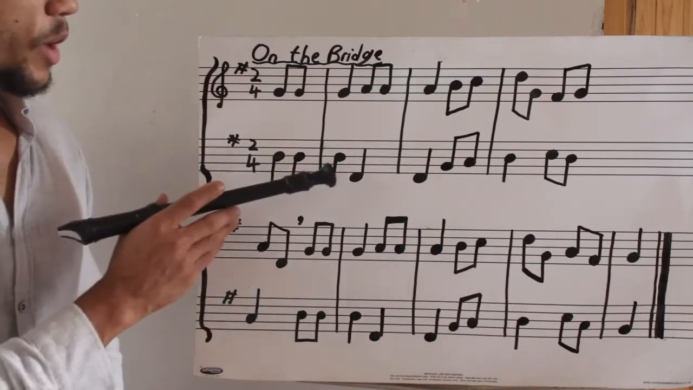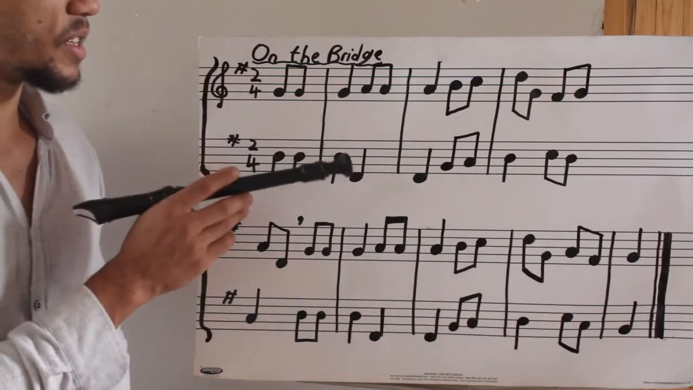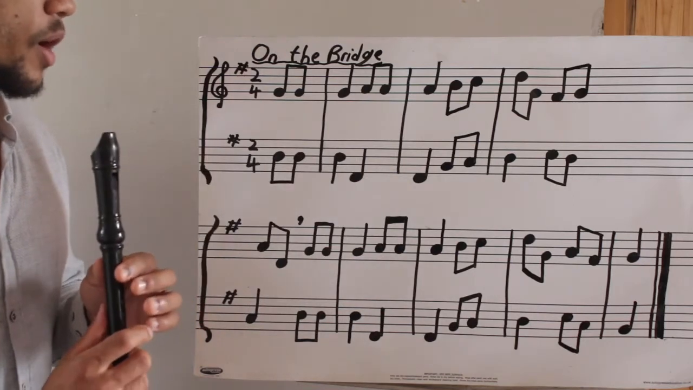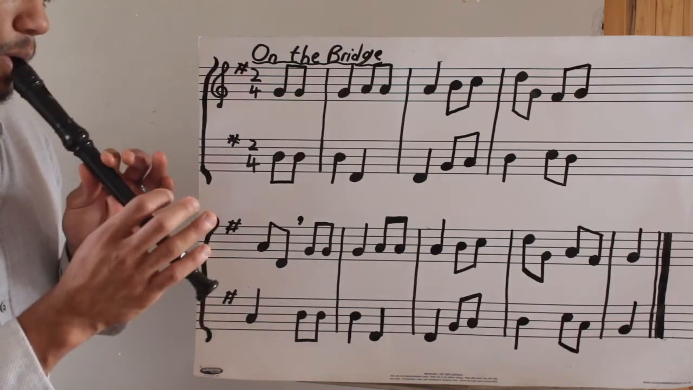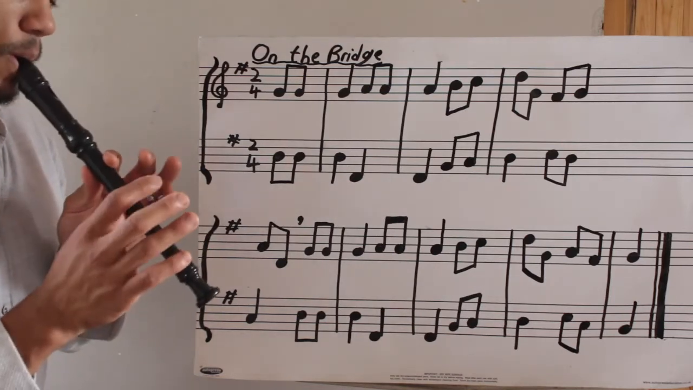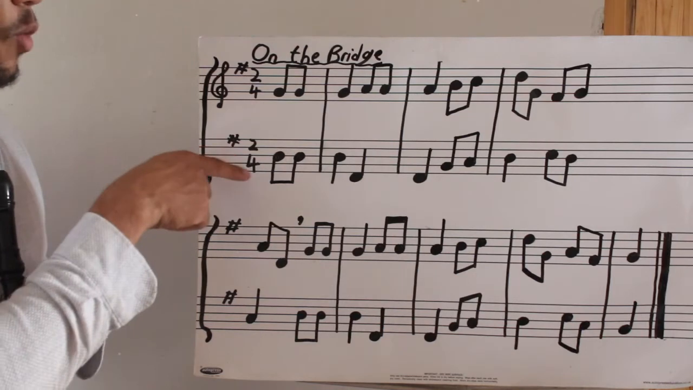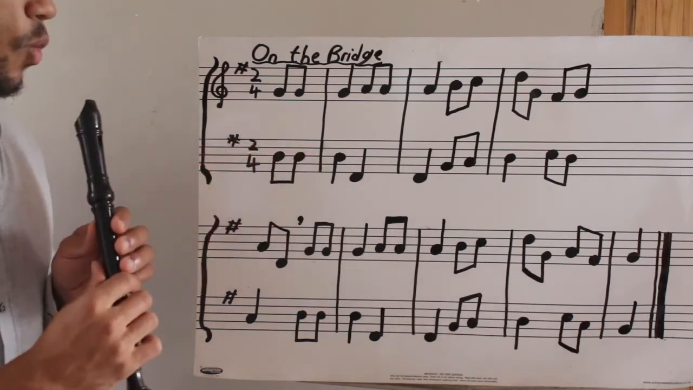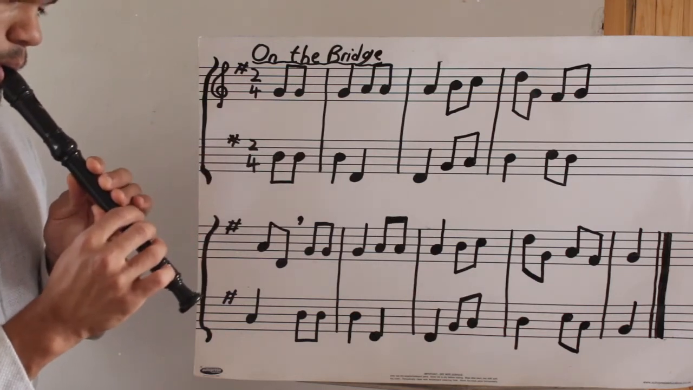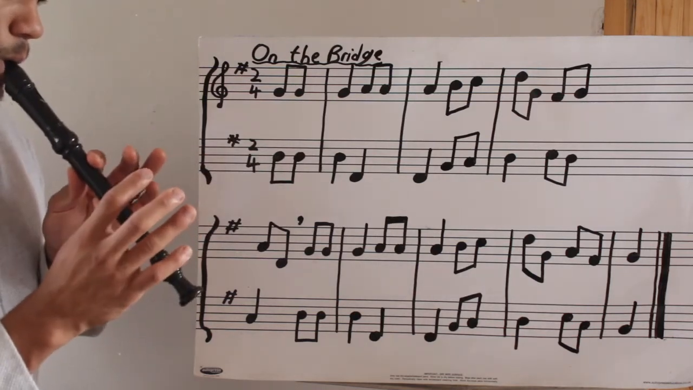So right over here in bar number 2, we have a B and a D, and they are quarter notes. So let's try that out. B and low D. 1, 2. Again. Let's go from bar 1 to bar 2. 1. Again.